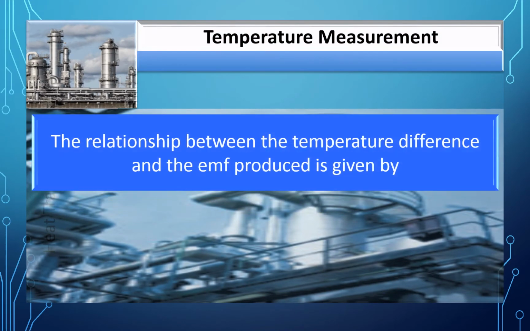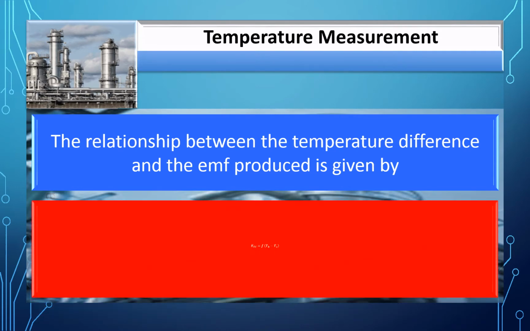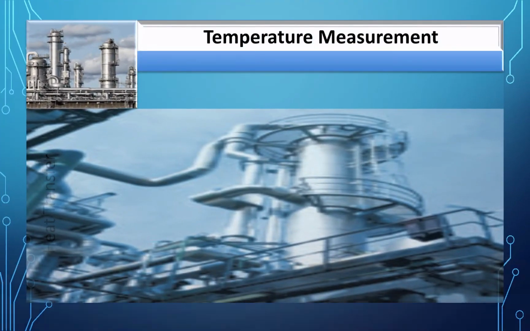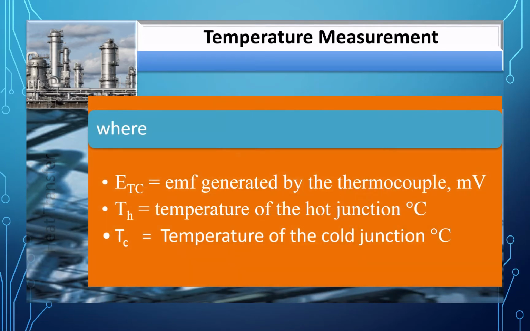The relationship between the temperature difference and the EMF produced is given by E_TC is a function of T_H minus T_C, where E_TC is the EMF generated by the thermocouple in millivolts, T_H is the temperature of the hot junction in degrees centigrade, and T_C is the temperature of the cold junction in degrees centigrade.